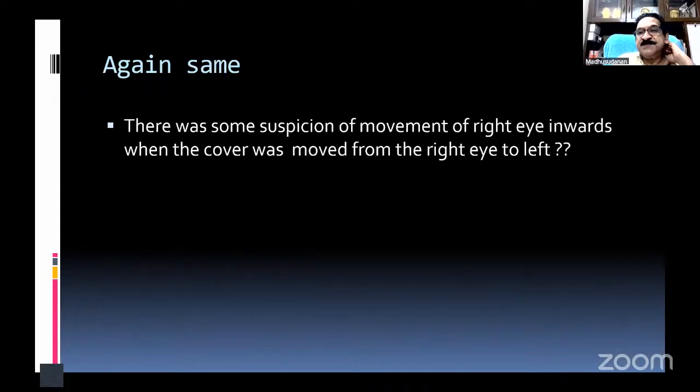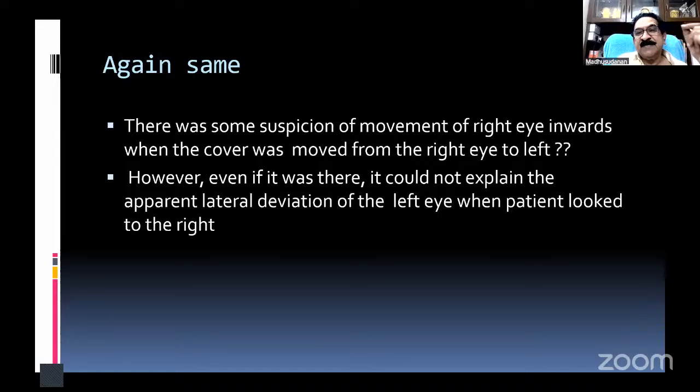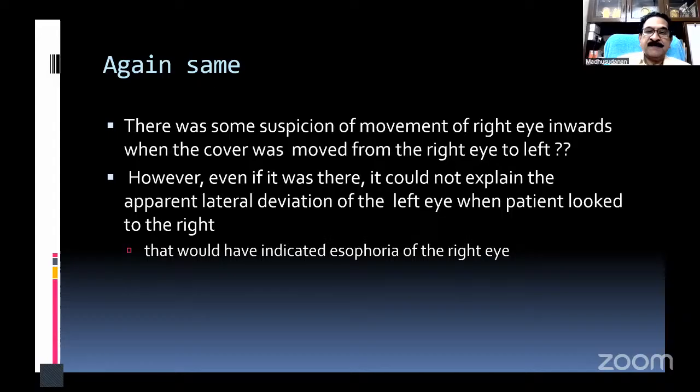Again the same. There was some suspicion of movement of the right eye inward when the cover was moved from the right eye to the left side. However, even if it was there, that would indicate that the fault was on the right eye, not on the left eye. That eye was moving. Suppose what we suspected was the adduction failure on the left side. If the left eye was abnormal, that eye should have moved. But here the other eye is moving. So even if it was there, it would not explain the apparent deviation when the patient looked to the right side. That would be indicative of esophoria of the right eye.